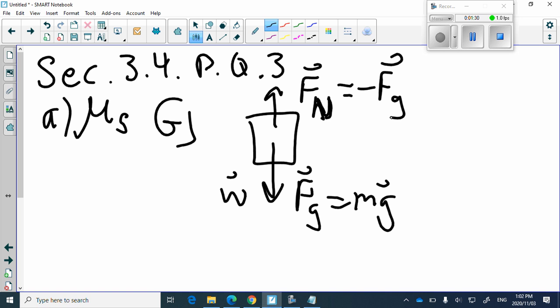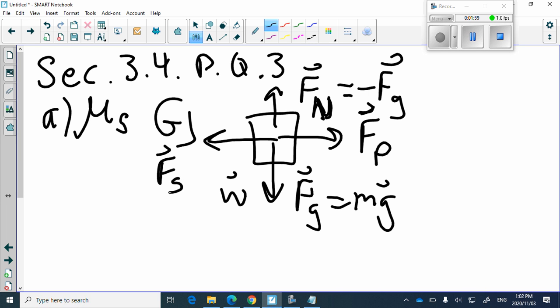Next, we've got the applied force, or the pushing force, whatever you want to call it. Let's call it FP for push. And then we've all tried to get something moving as we're pushing it along the floor. Friction is working against us. And in this case, the object is just starting to move, so it's FS, S for static.